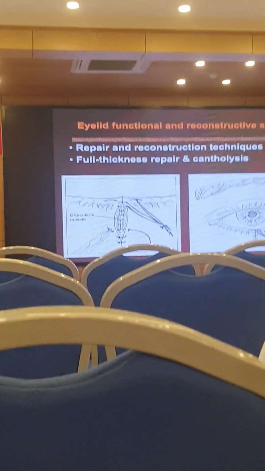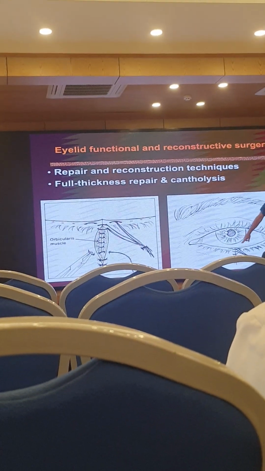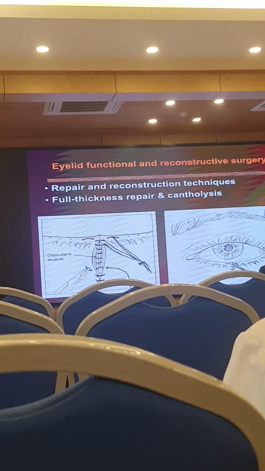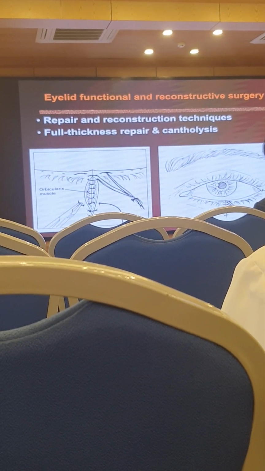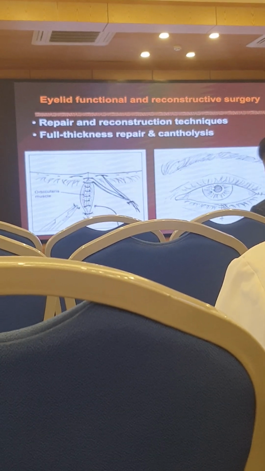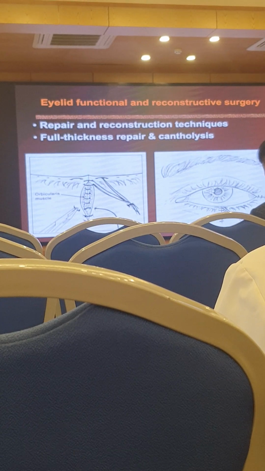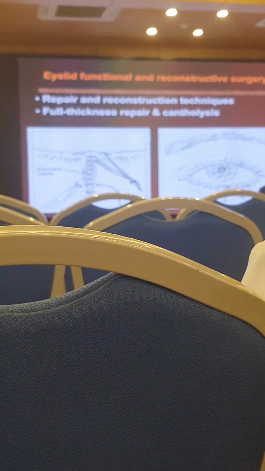And sometimes, if it's too tight and you really can't get these margins to come together, you can do a lateral canthotomy and release the canthal tendon. That gives you enough mobility to bring it together without being too tight. So if you try to force an eyelid together and it's too tight, it will inevitably dehisce and open up again.